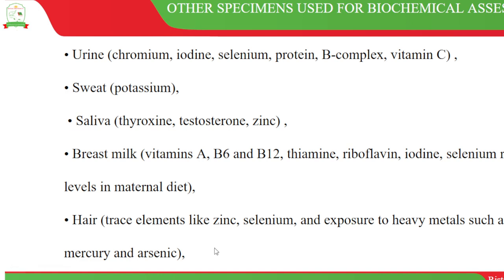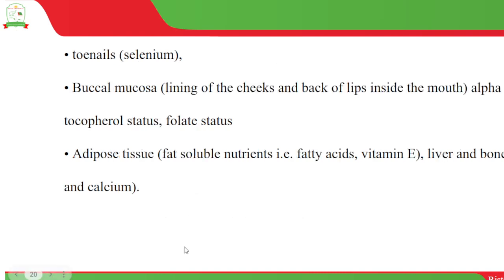When you look at hair as one of the samples, it is for trace elements like zinc, selenium, and exposure to heavy metals such as mercury and arsenic. The toenails here can deduce selenium. The buccal mucosa here is the lining of the cheeks and the back of the lips inside the mouth. It can detect alpha tocopherol status, that's vitamin E, and then the folate status.